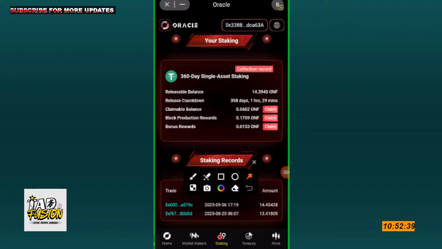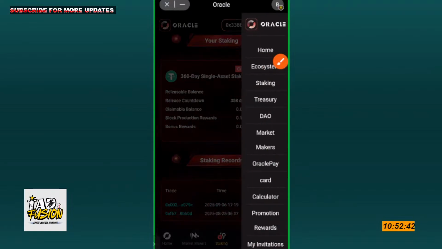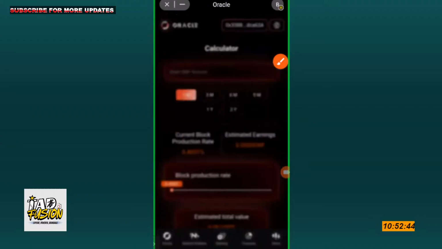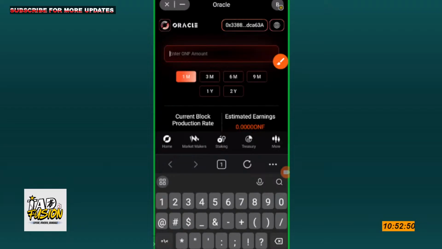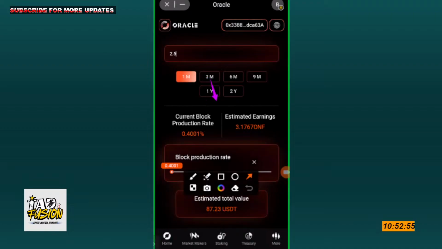Come to the ONF calculator. Click on more, then click on calculator. Enter the ONF amount that you have got, which is 2.5 ONF. You stake them for 1 year. In 1 year, you will have 46 ONF, because the number of ONF keeps on accumulating.